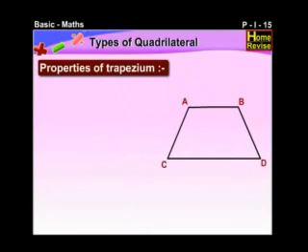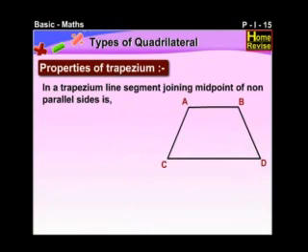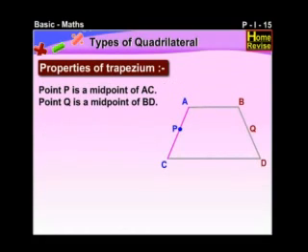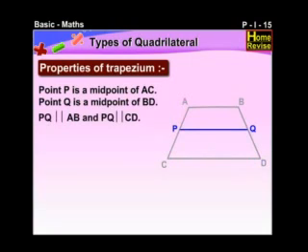Now see the properties of a trapezium. In a trapezium, the line segment joining the midpoints of the non-parallel sides is, number 1, parallel to its parallel sides, and number 2, half the sum of the lengths of its parallel sides. Take one example. Point P is the midpoint of AC, point Q is the midpoint of BD. The line segment PQ, joining the midpoints of the two sides AC and BD, is parallel to the parallel sides, that is PQ is parallel to AB and PQ is parallel to CD.